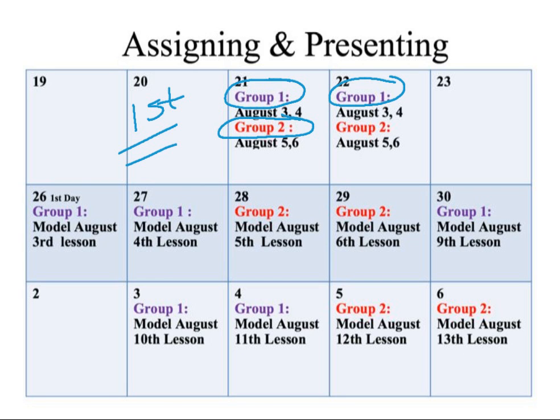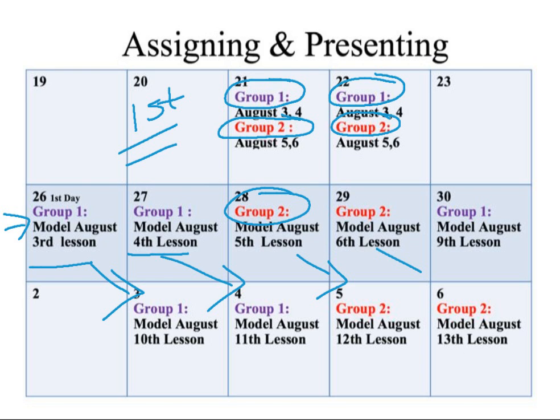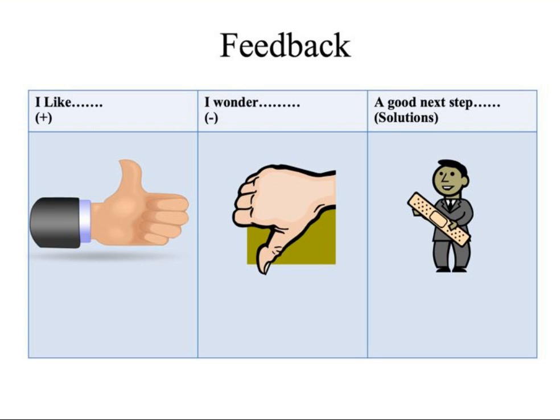And then group 1 is going to work on this again. So that the first day of school, we're modeling August 3rd lessons and August 4th. And remember, these are going to be taught on this day. And then August 2nd lessons will be modeled. So you're a week in advance or ahead, but soon after you start modeling and presenting and working on lessons, you're going to get even further ahead.